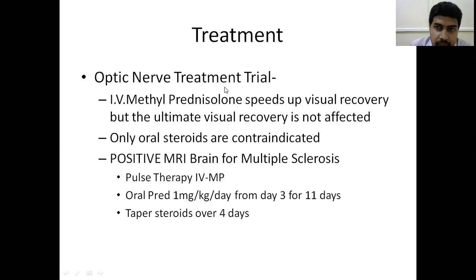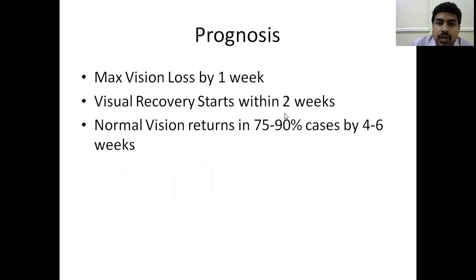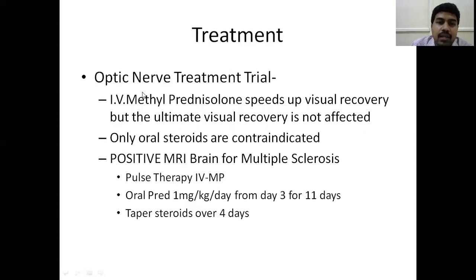Optic neuritis treatment trial. It was a large multicenter trial which was conducted. So in that, what they found out is that in an optic neuritis patient, if you give IV, that is intravenous, methylprednisolone, it speeds up the visual recovery. So what I told you, usually the visual recovery takes 4 to 6 weeks. But if you give intravenous methylprednisolone, the vision recovery is still faster. That is, even within less than 4 weeks the visual recovery will occur. But the ultimate recovery is not affected.